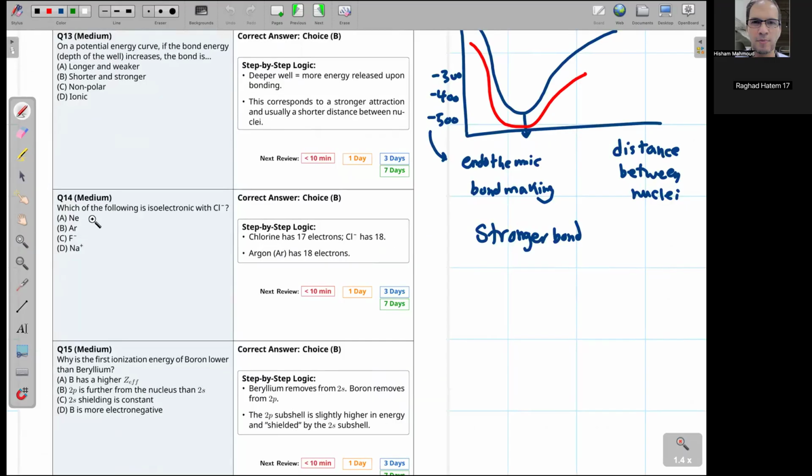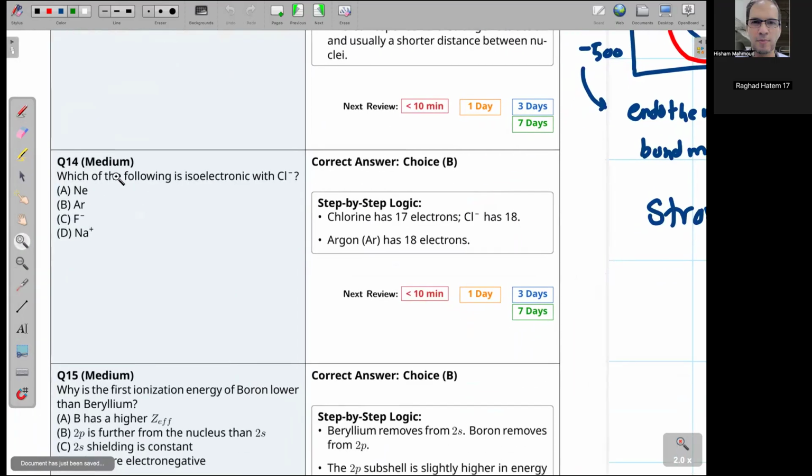Next question, number 14. Which of the following is isoelectronic with Cl-? What is the meaning of isoelectronic? Isoelectronic means they have the same number of electrons. So if you have the same number of electrons, neon has what?